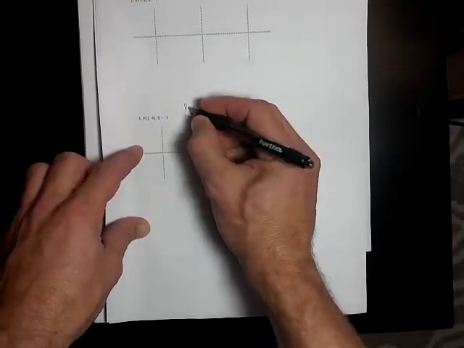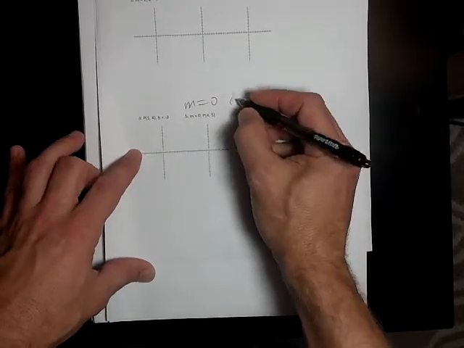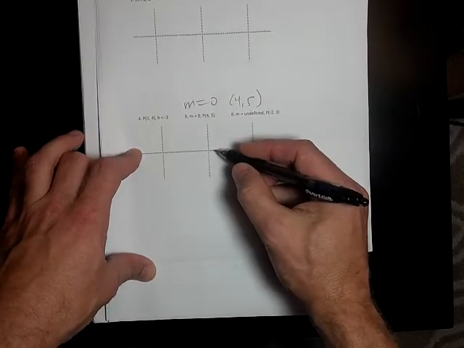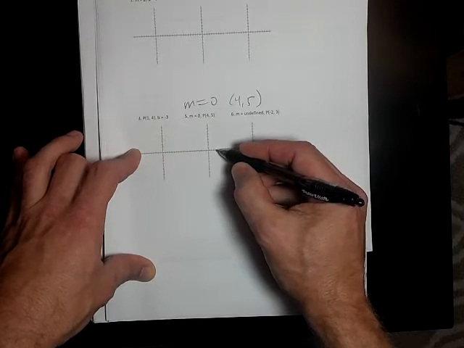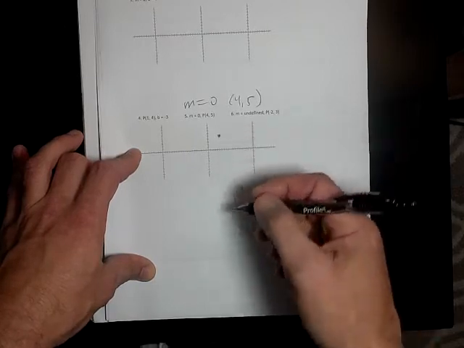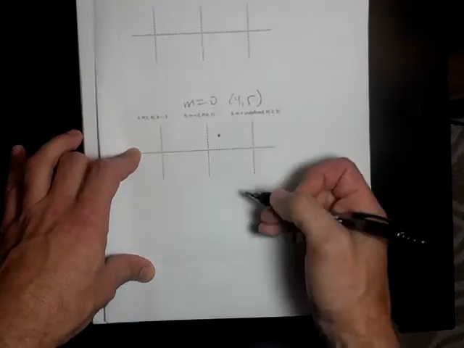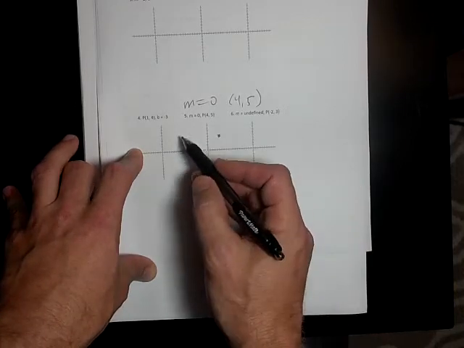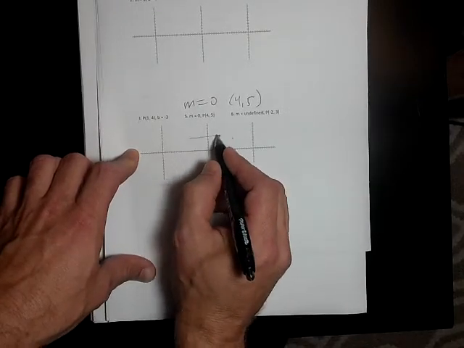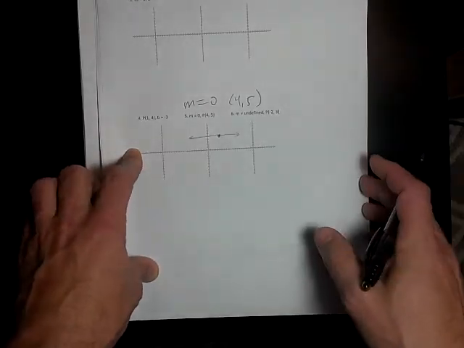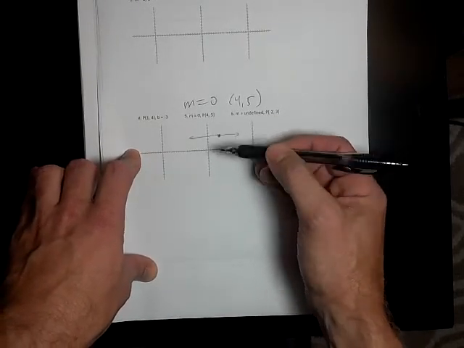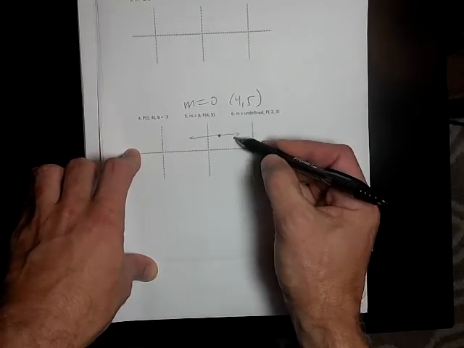It says m is 0 and it goes through the point (4, 5). So let's find the point (4, 5): 1, 2, 3, 4, and then up 5. So it's about right here. But the slope is 0, which means the rise over run is 0, so no matter how much you run, it never rises or falls. That just makes this a horizontal line like that. And so the equation of this is basically y equals 5, because it stays like that.